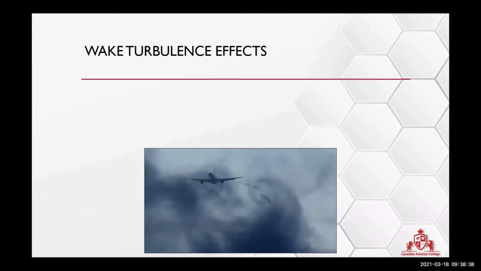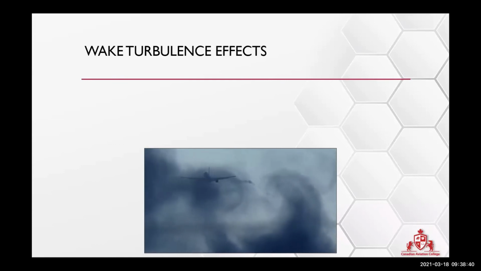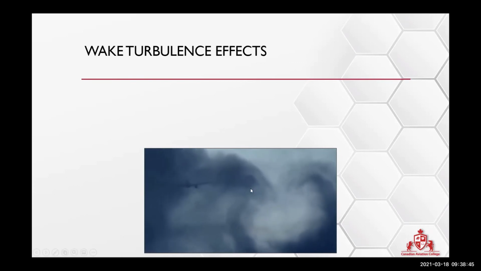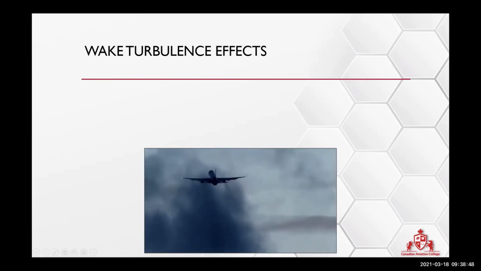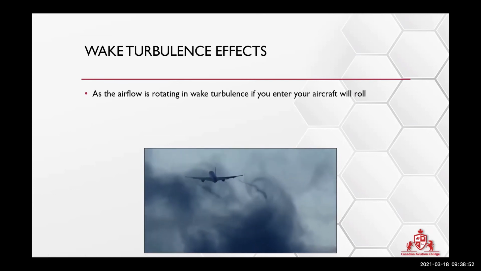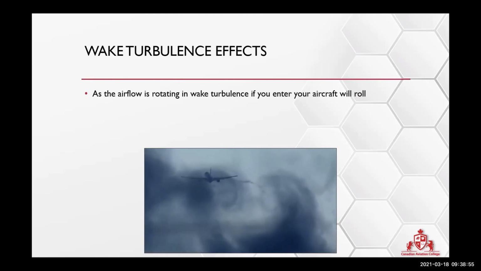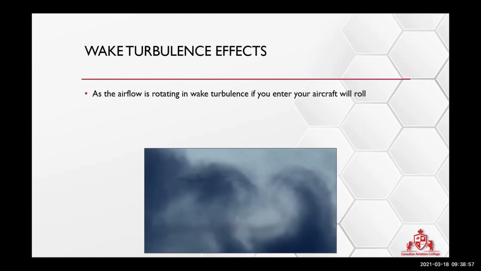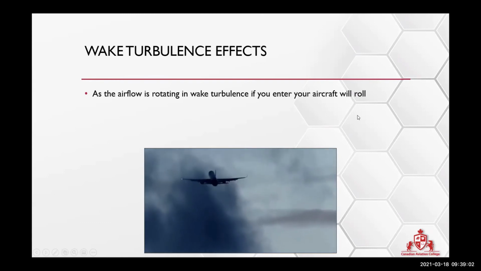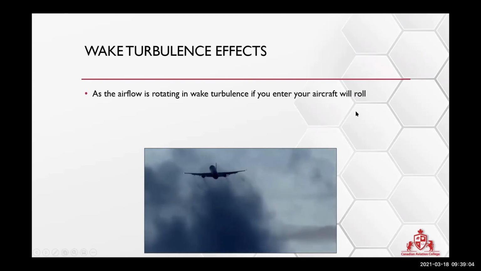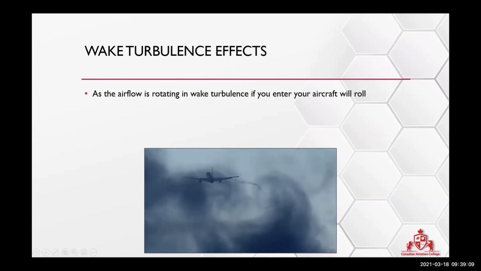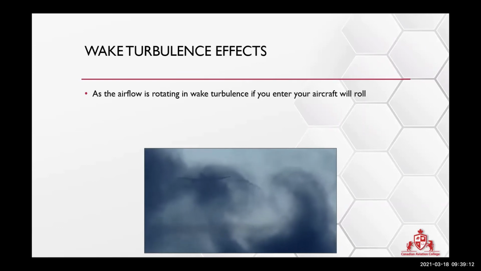So we have this nice picture here of some wake turbulence or vortices on the side. It's a hard-shaped cloud. All right. As the airflow is rotating, wake turbulence, if you encounter it, will cause your aircraft to roll. All right. I mean, not very important, you don't really have to write it down. If you go into turbulence, you will roll a little bit, right, from side to side. That's about the gist of it.